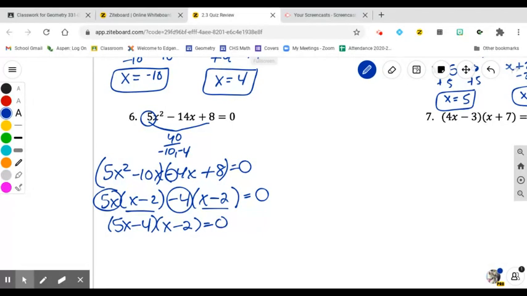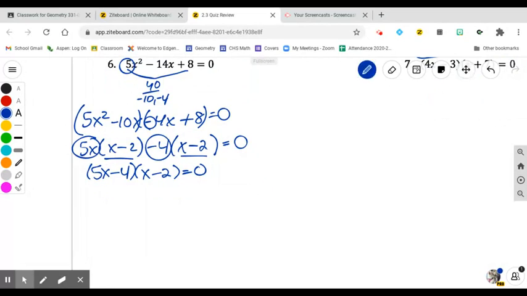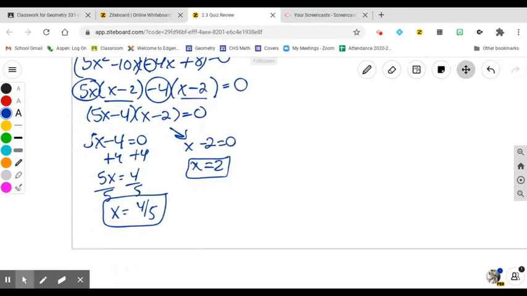Okay, so we're almost done. We still just have to solve. So to solve, we're going to take each factor and set equal to 0. So 5x minus 4 equals 0. Add 4. So then we have 5x equals 4. Divide by 5. So x equals 4/5. And you can just leave it as a fraction. That's totally fine. And then the other one is x minus 2 equals 0. Add 2 to both sides. x equals 2.